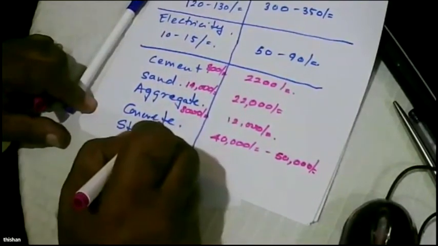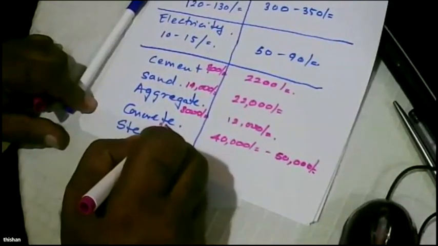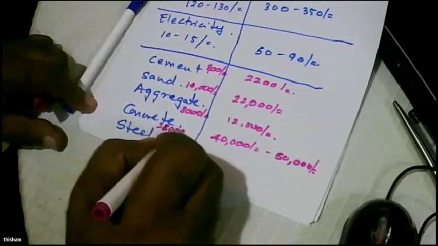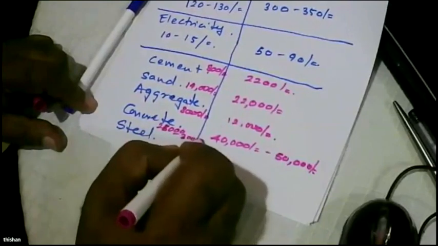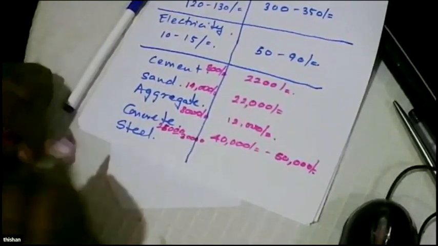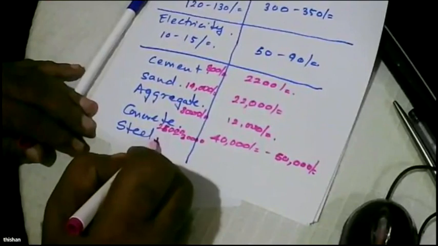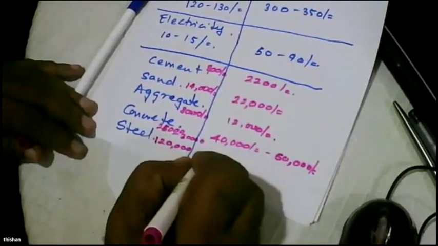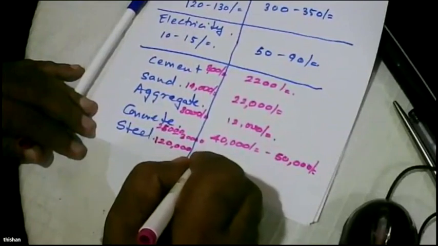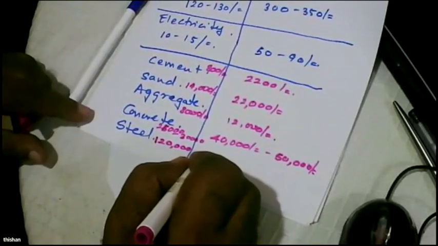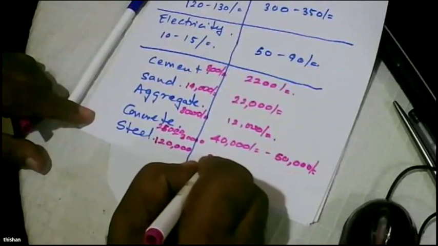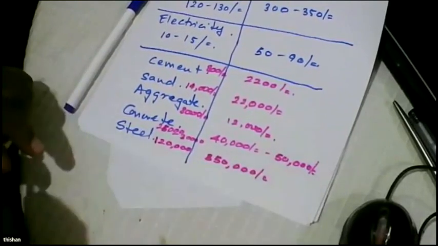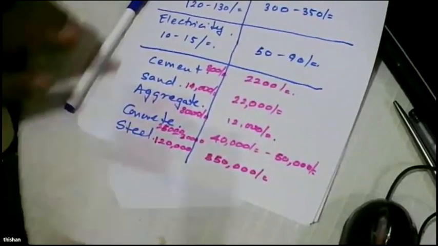And used to be in the range of 22 to 25 to 30,000. Now let's look at steel. Per ton price used to be about 120,000. Today it has gone up to, I'm talking with the VAT, with VAT prices, something close to 350,000. But that is what we buy.